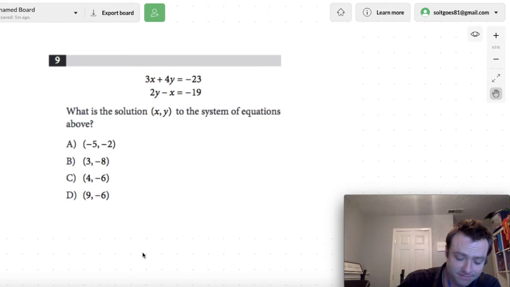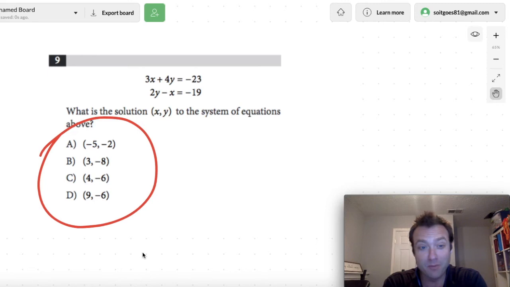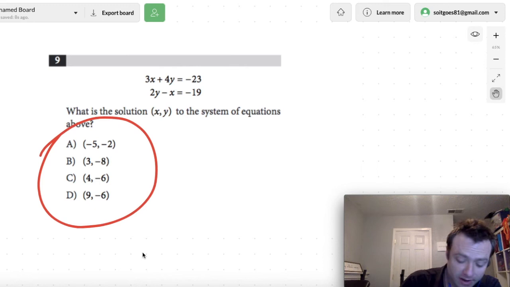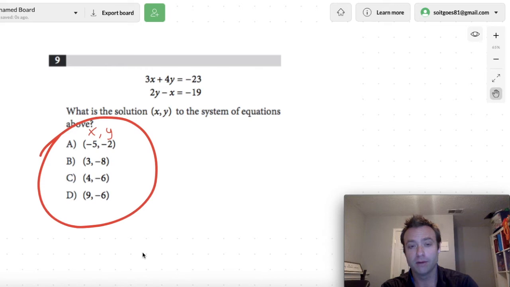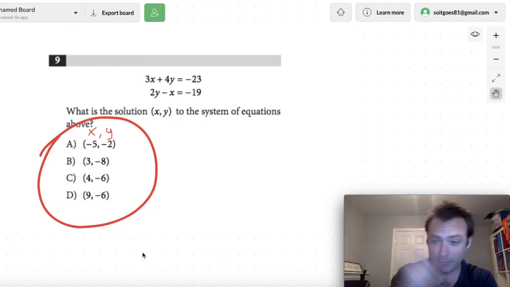Well, no, look at the answer choices. They give us four sets of possible answer choices. One of those sets is going to work. This is going to be the x value right here, and this is going to be the y value right here. So we're very limited, and that's good news. We just test them. Plug them in and see what gives you a true statement. Does that make sense?